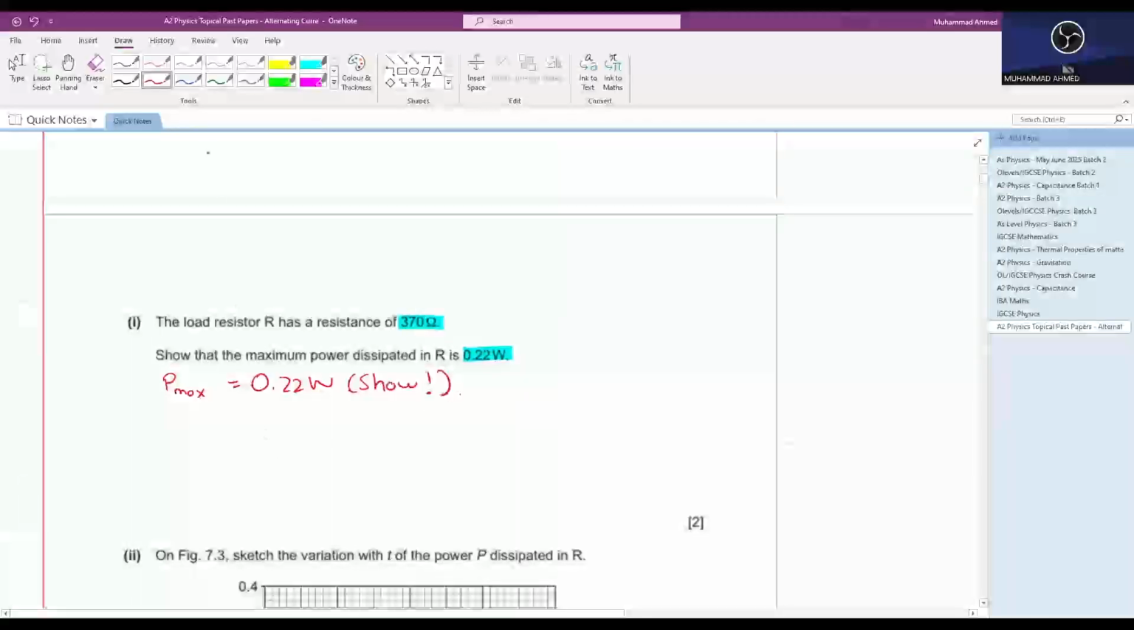How will we do that? We will say that maximum power is equal to V naught square over R. What is V naught? V naught is your maximum voltage, or you can say peak voltage. Both are correct terms.